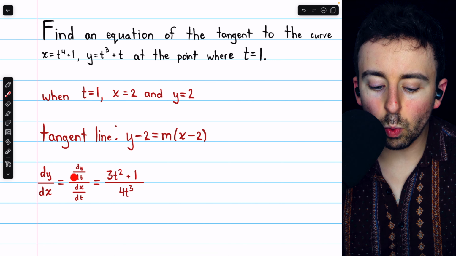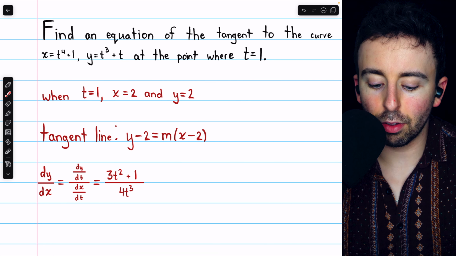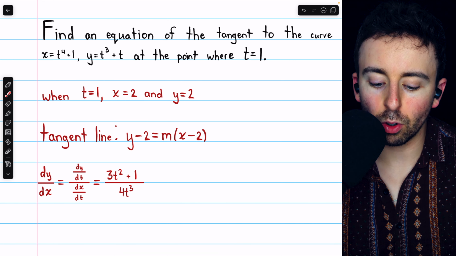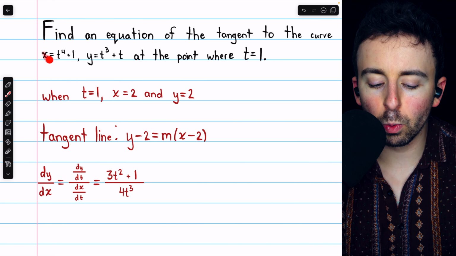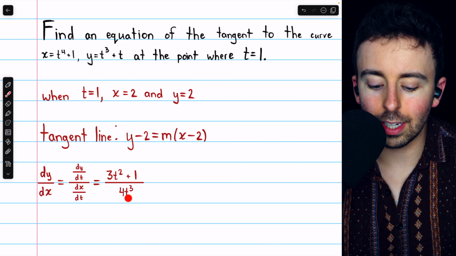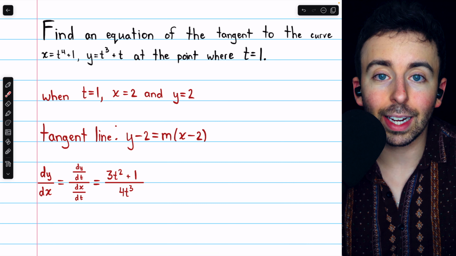To find dy/dt, we simply use the power rule. That gives us 3t squared plus 1. Similarly, to find dx/dt, we just use the power rule, and we get 4t cubed. So this is the derivative of y with respect to x.